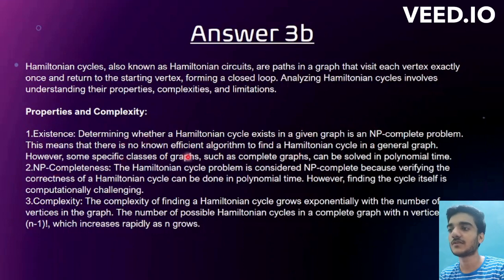However, some specific class of graphs, such as complete graph, can be solved in polynomial time. NP-completeness. The Hamiltonian cycle problem is considered NP-complete because verifying the correctness of a Hamiltonian cycle can be done in polynomial time. However, finding the cycle itself is computationally challenging.